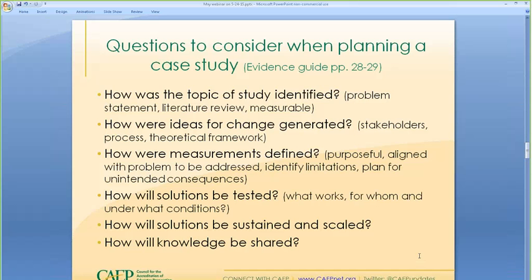Okay, CAPE is going to be looking for you to talk a bit about how the measurements were defined, that there was a purposeful selection, that it was aligned with the problems to be addressed, and that you've identified those limitations. And remember, we talked earlier about how limitation definition up front should also be played out when you start talking about the results, okay? And then Tony Bright talks about a plan for unintended consequences.